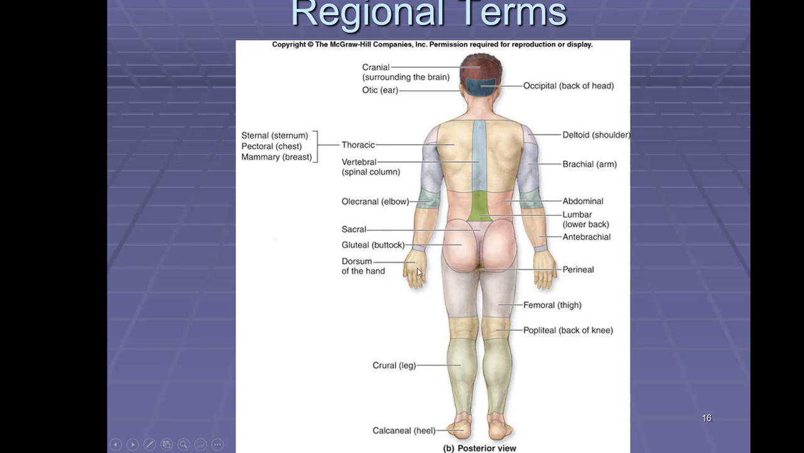Dorsum of the hand, just like we had dorsum of the foot, so the back of the hand. Crural, again for the leg, or sural. Calcaneal, heel. Popliteal is the back of the knee. Femoral again. Perineal, right behind the reproductive organs. We did antebrachial. Lumbar means lower back. We did abdominal, brachial, deltoid. Lastly, occipital, kind of the back of the head or the base of the skull. So be familiar with these regional terms. But like I said, after you learn these they are going to become second nature throughout the course.